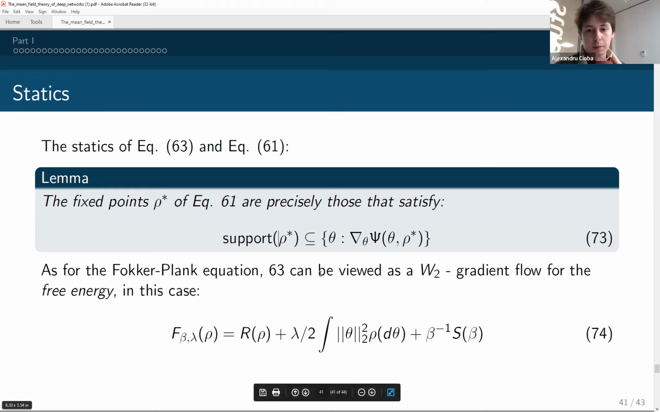That being said, for the Fokker-Planck equation, the story is somewhat different. So again, as we saw in part 1, this can be recast as a Wasserstein gradient flow for the free energy, given by this formula here. Remember, last time it was basically a sum of the risk plus an entropy term with a particular temperature. This also has a regularization term, which you can subsume into R rho.